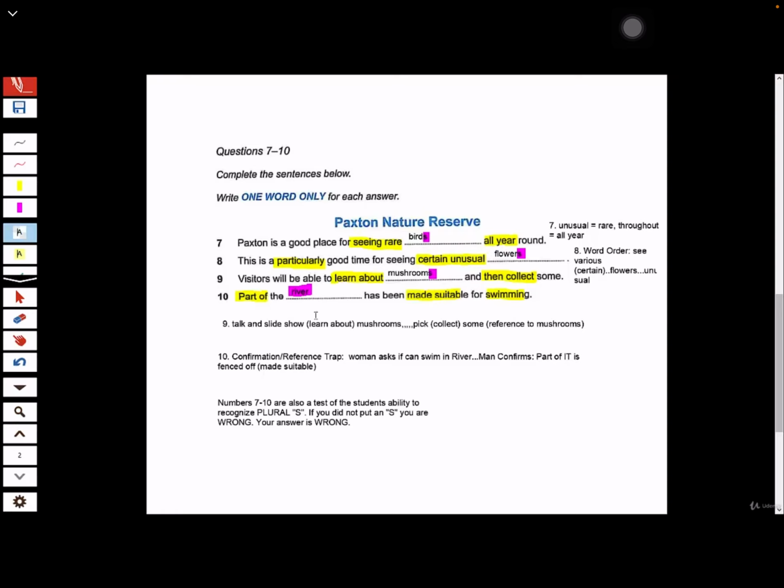Number 9, talk and slideshow about equals learn about mushrooms. Then they said you can pick some. Pick is a synonym for collect. Some is a reference to mushrooms.